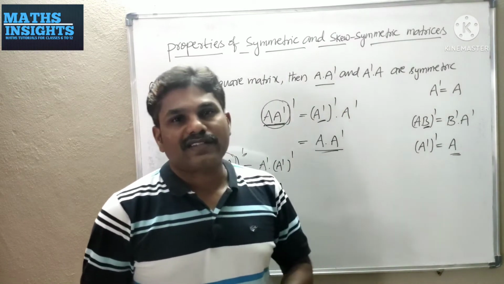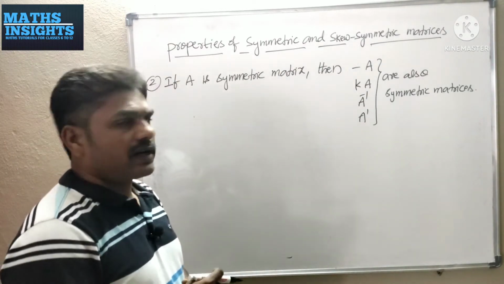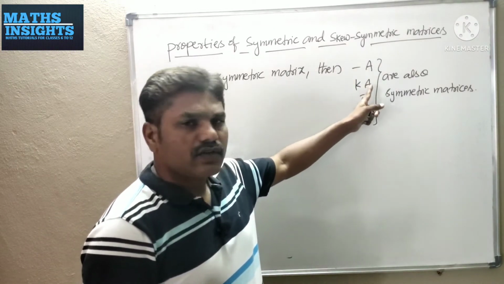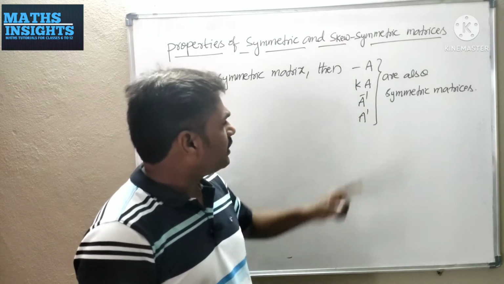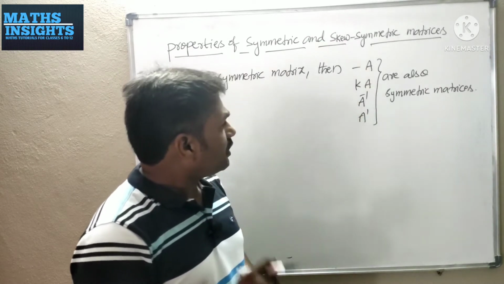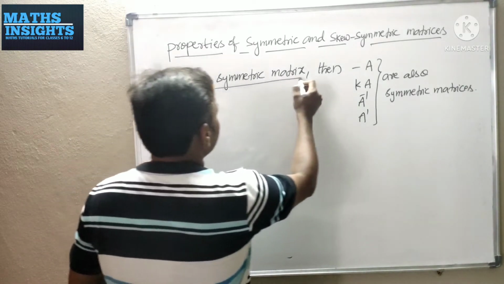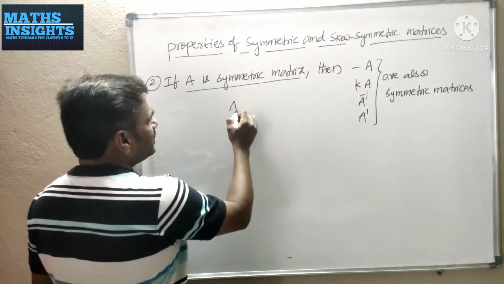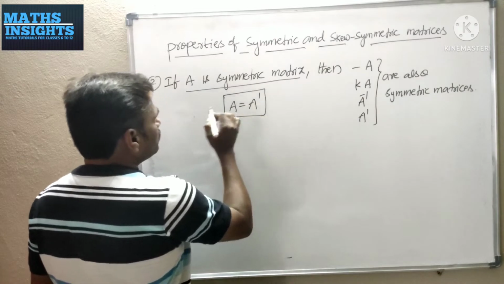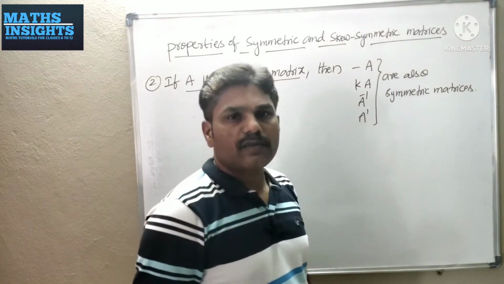The second property says that if A is a symmetric matrix, then minus A and K into A, where K is a scalar, A inverse and A transpose will also become symmetric matrices. They have given the condition that A is a symmetric matrix, which means A is equal to A dash. This is the condition. Wherever you want, you may use it to prove these are also symmetric matrices.